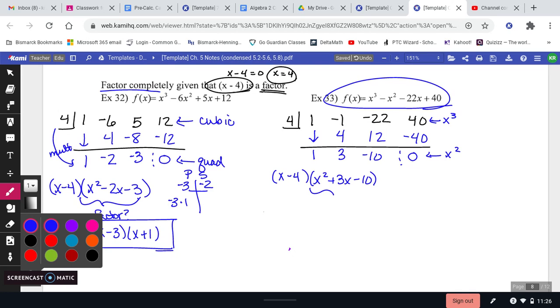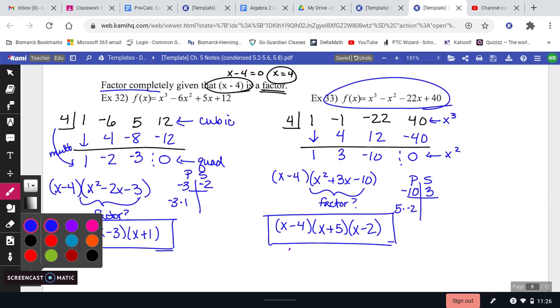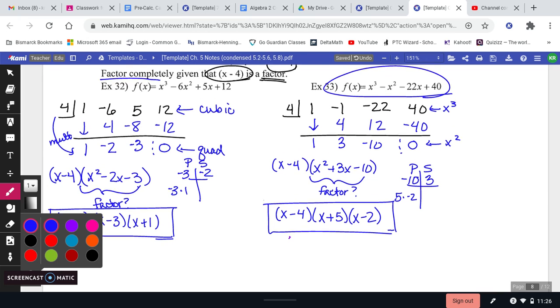So again, the question is, well, can this quadratic be factored more than what it is? So product sum table, multiply to get negative 10, add to get 3. So 5 and negative 2. So it will factor. So x plus 5 and x minus 2. And there is your completely factored version of that cubic.